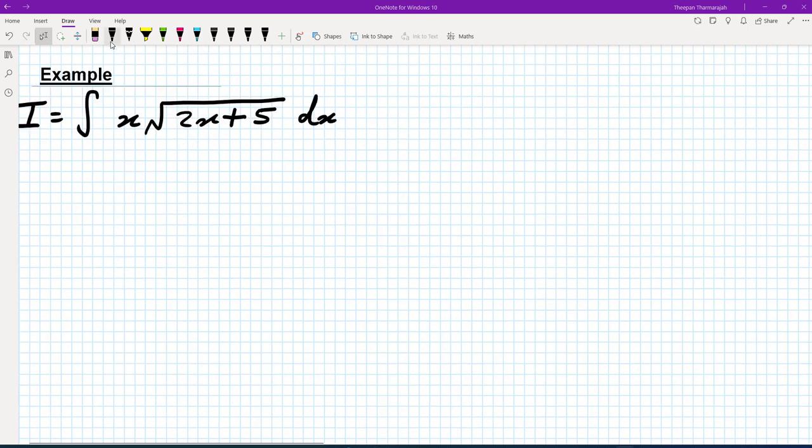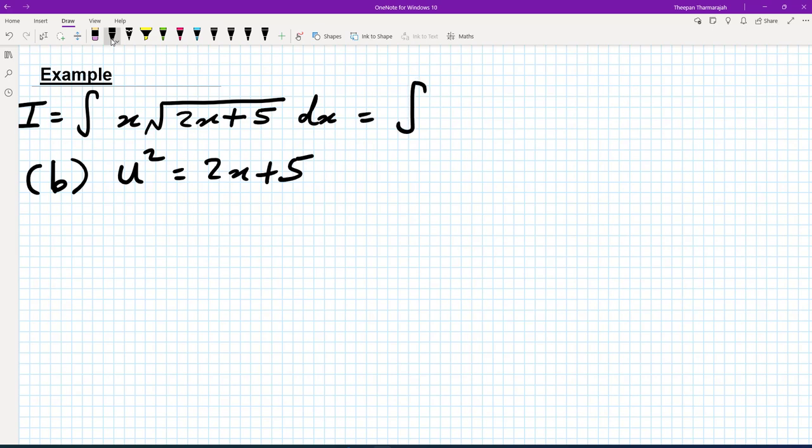Now, the next case is when we have the same integral, but now they say that the substitution is going to be u squared is 2x plus 5. So we're going to rewrite the integral as x times (2x plus 5) raised to the power of a half dx respectively.